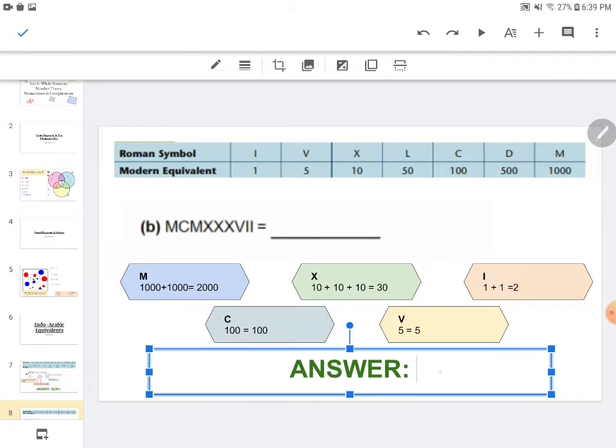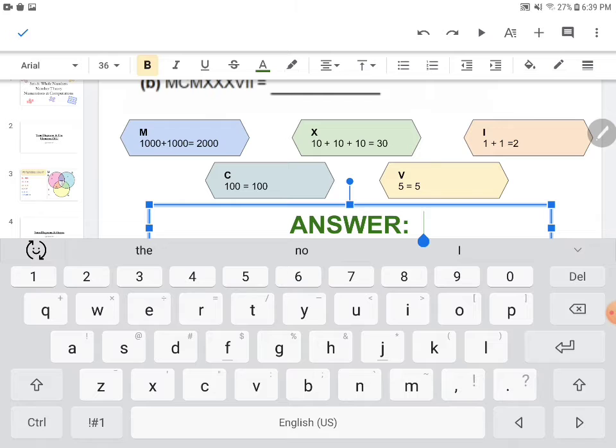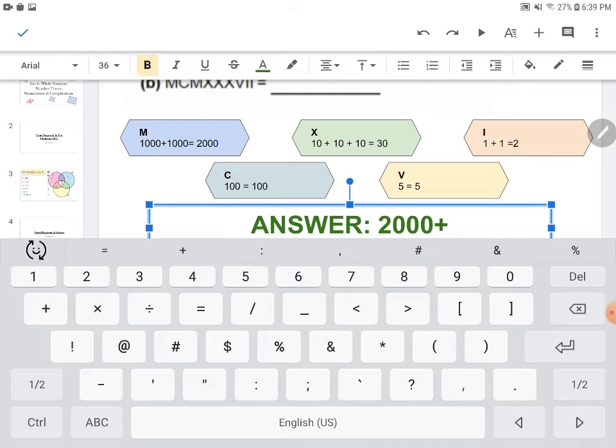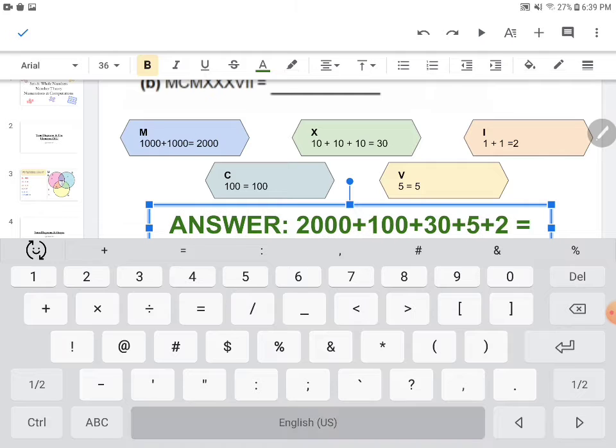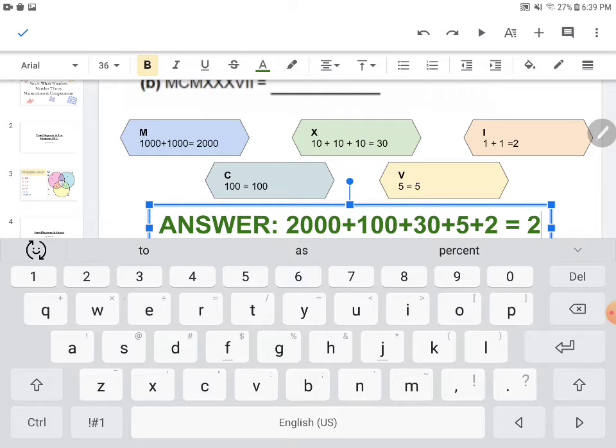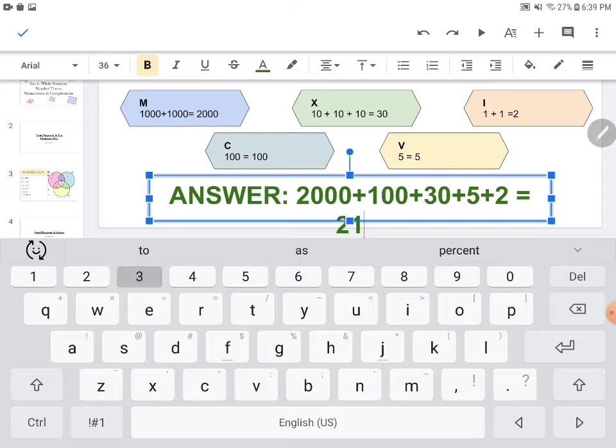And when we add all of this together, in other words, 2,000 plus 100 plus 30 plus 5 plus 2, we are actually going to get the solution of 2,137.